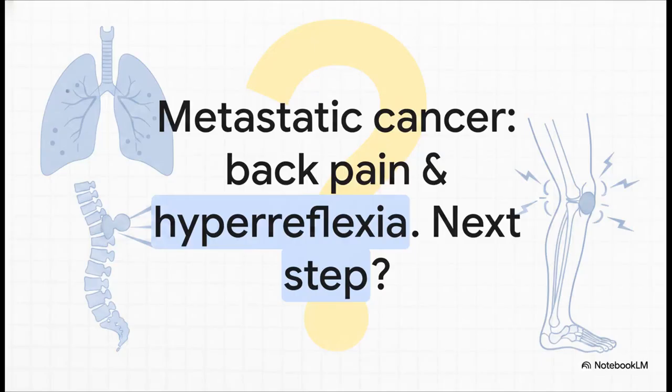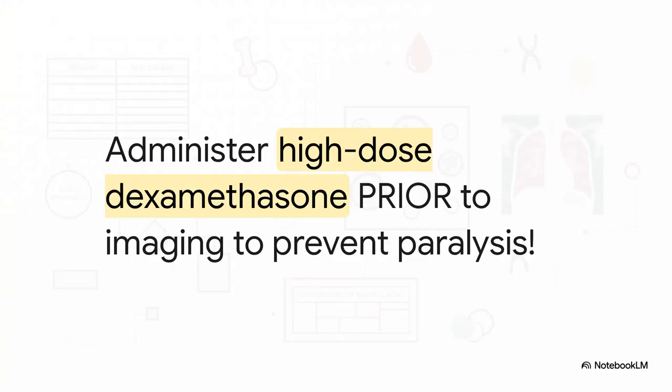Let's apply this algorithm directly. A patient with metastatic lung cancer presents with localized back pain and progressive hyperreflexia in the lower extremities. What is the strictly mandated next best step? The absolute mandate here? High-dose intravenous dexamethasone prior to obtaining any imaging. Delaying steroid administration just to wait for an MRI in a patient with progressive motor neuron deficits will lead to irreversible paralysis. Treat first, image second.